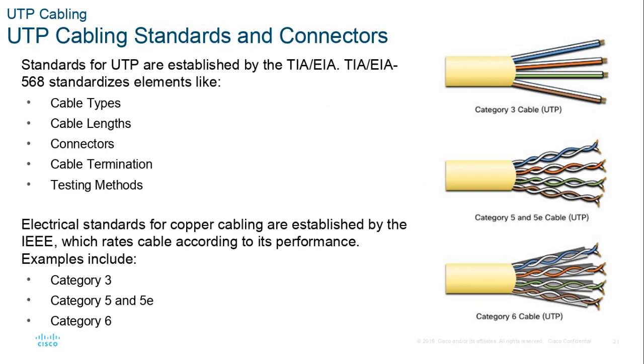Okay, unshielded twisted pair standards and connectors. The old category 3 cable. Back in the early 90s, when all we had was standard 10 megabit Ethernet, we would use category 3 cable because it was good for about 10 megabit. At the time, there was also another competing networking standard called token ring. It was 4 megabit per second, so category 3 cable was fine for that.